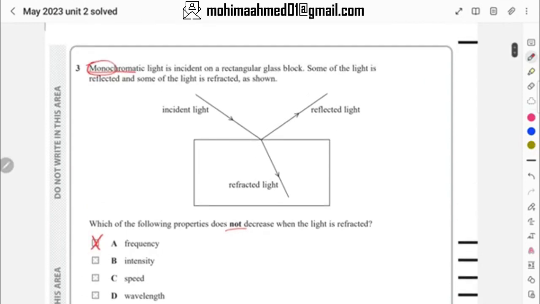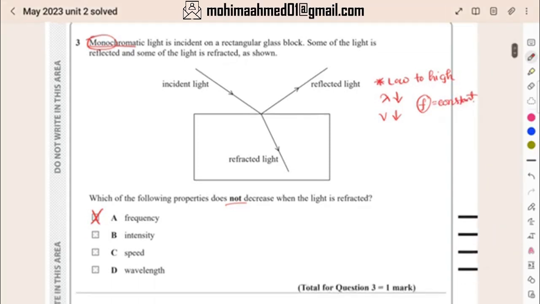But take side notes for this: whenever light passes from a low dense medium to a high dense medium, its speed decreases. Whenever light passes from a low dense medium to a high dense medium, its wavelength also decreases. So let's write from low to high, lambda decreases, and so does the value for the wavelength. But f will always be constant. Okay, so we're done with question 3.